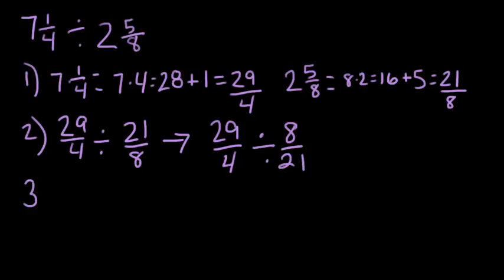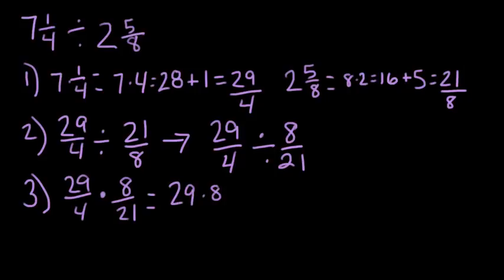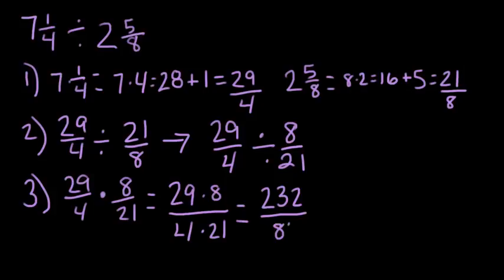Third step, flip the sign from division to multiplication. So let's rewrite this one more time. 29 over 4 times 8 over 21. Now we solve. 29 times 8 over 4 times 21. 29 times 8 is 232. 21 times 4 is 84.